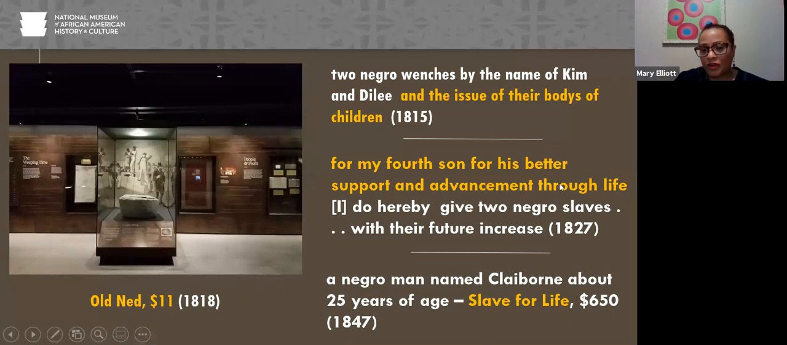"For my fourth son, for his better support and advancement through life, I do hereby give 2 Negro slaves with their future increase." And so we look at the legacy of here a son gaining wealth based on his ownership of 2 small children, while those 2 small children are enslaved by his family. And here you see the auction block surrounded by information regarding the profit and power of the trade and the human cost.